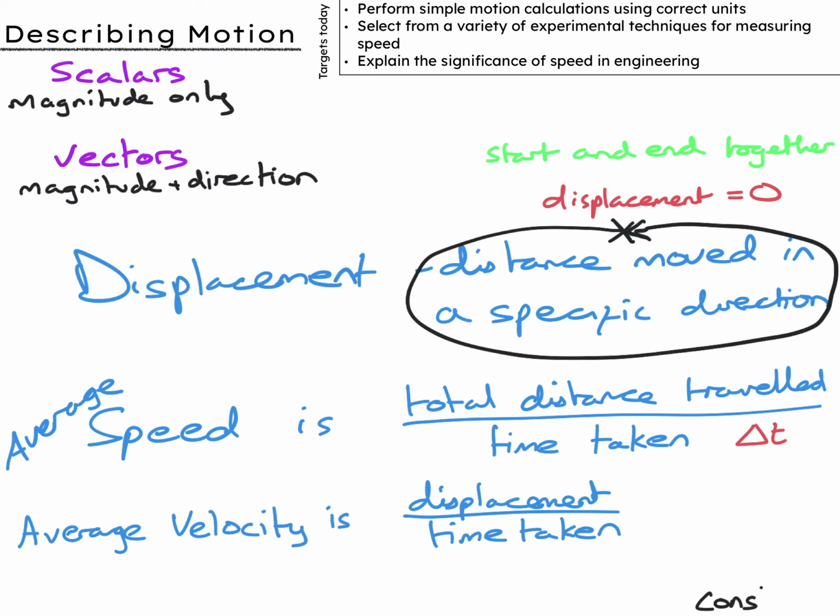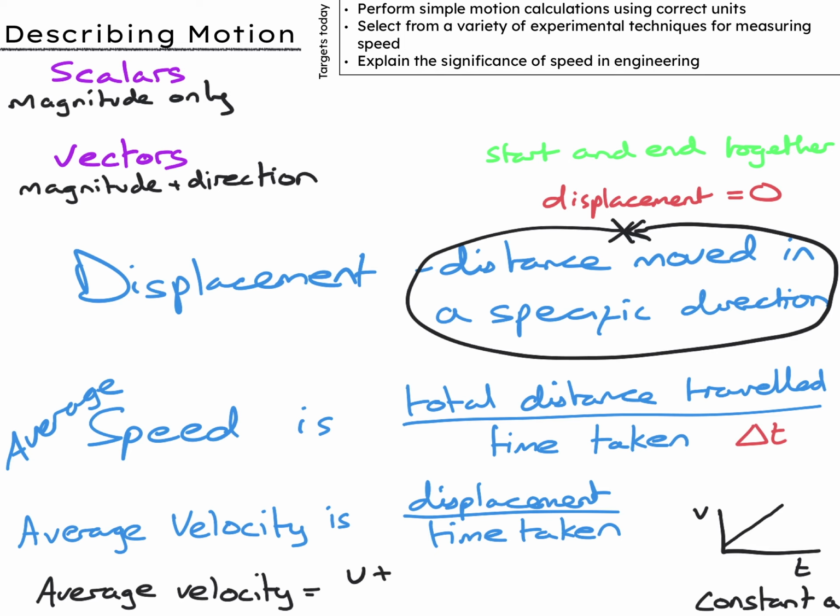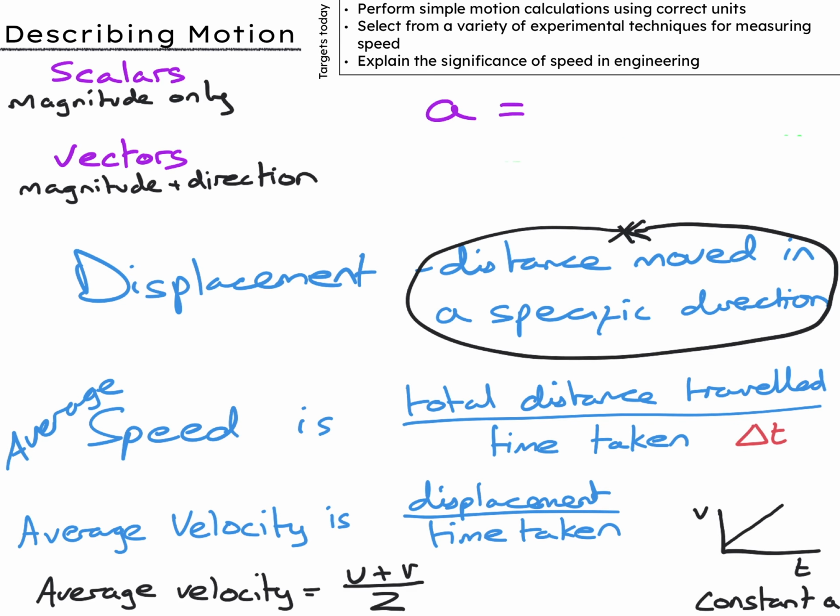Since we are only going to work with constant acceleration, which means a velocity time graph is a straight line, we can get the average velocity from the average of the initial velocity u and the final velocity v. And speaking of acceleration, that's the change in velocity divided by the time taken, delta v over delta t.